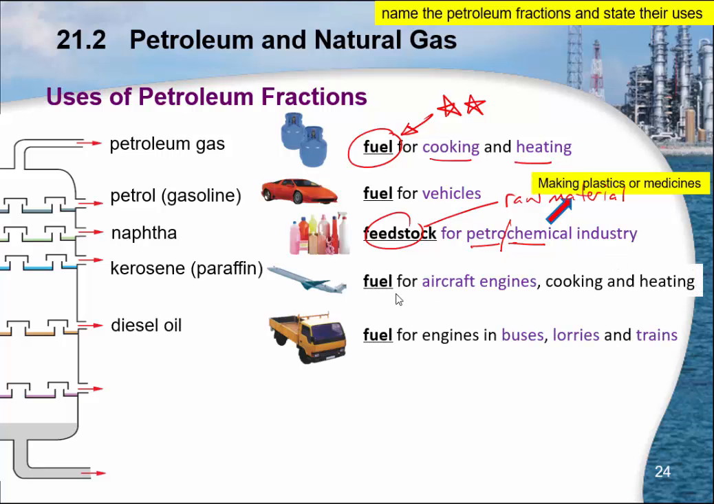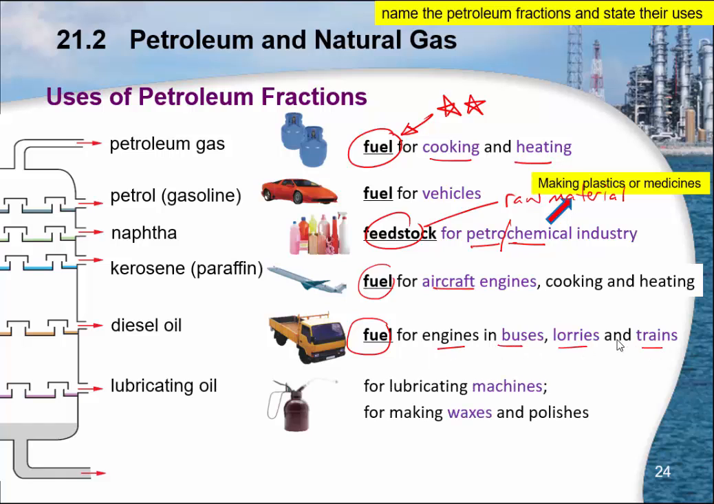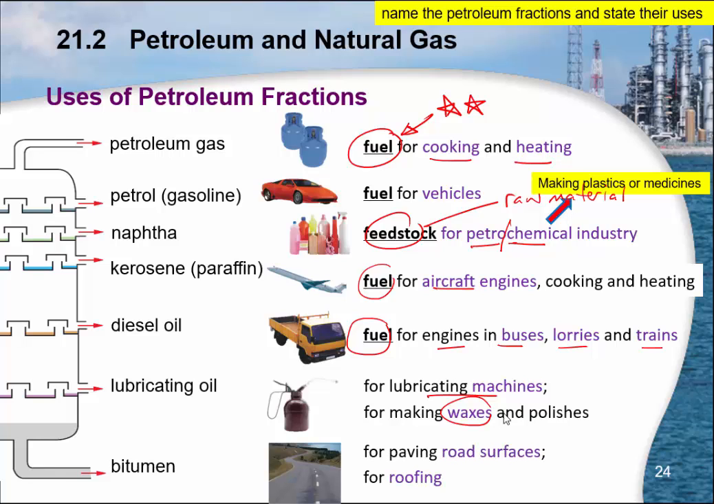Kerosene can be used as a fuel for aircraft engines or cooking or heating. And diesel oil is fuel for engines in buses, lorries, and trains. Lubricating oil is used to lubricate machines or make waxes and polishes. And last but not least, bitumen for paving road surfaces or for roofing. So it increases friction between the tire and the road surface.